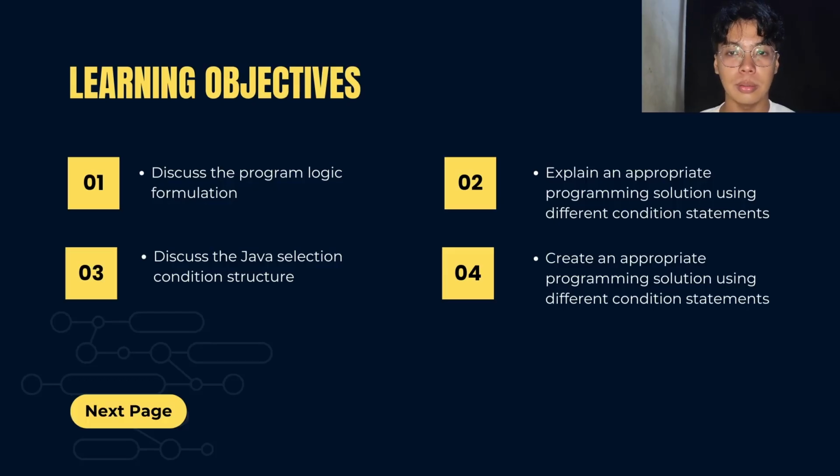Number 1, discuss the program logic formulation. Number 2, explain an appropriate program solution using different condition statements. Number 3, discuss the Java selection condition structure. And lastly, create an appropriate program solution using different condition statements. So, let's start.